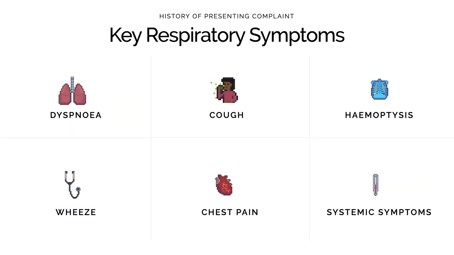So let's now look at some of the key respiratory symptoms you may come across. Top of the list is dyspnea, or breathlessness. Other common symptoms include cough, which may be associated with hemoptysis, or coughing up blood, wheeze, chest pain, or systemic symptoms such as a fever.